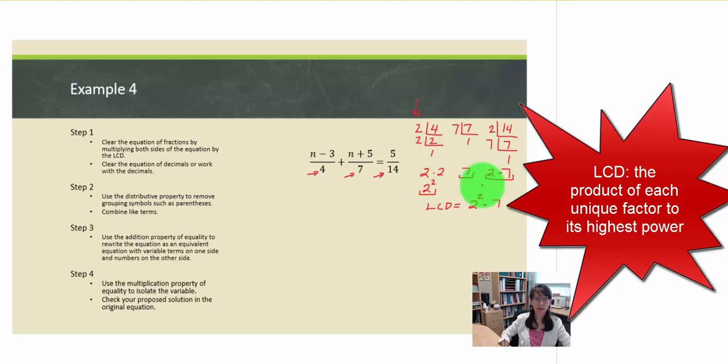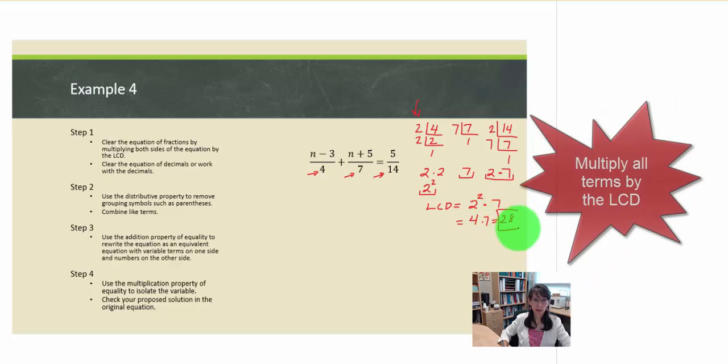Next, I've got 7. So I've got 7 to the power of 1 and 7 to the power of 1. Both of those are 7 to the power of 1. Don't combine them. They are from different denominators. So the best we can do is have 7 to the power of 1. So however much 2 squared times 7 is, that's our lowest common denominator. So that would be 4 times 7 or 28.